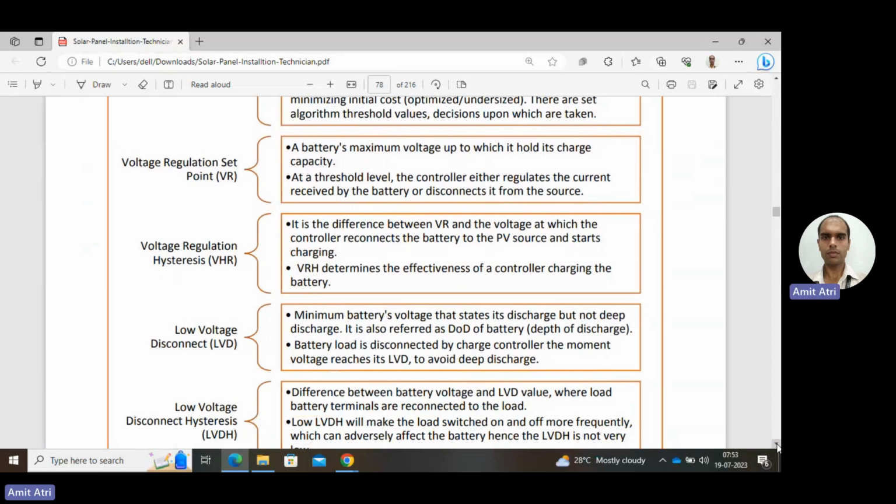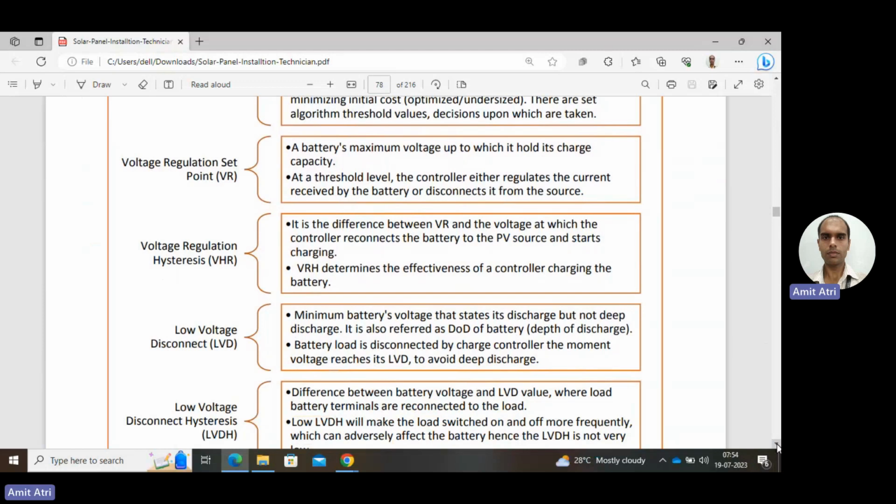source. Next is voltage regulation hysteresis. This indicates both the maximum limit and the minimum limit. Voltage regulation hysteresis is the difference between the voltage regulation set point and the voltage at which the controller reconnects the battery to the PV source and starts charging, meaning voltage is increasing. Okay, it has reached a maximum level. Then the controller has disconnected the battery from the solar panel. Now voltage starts decreasing.